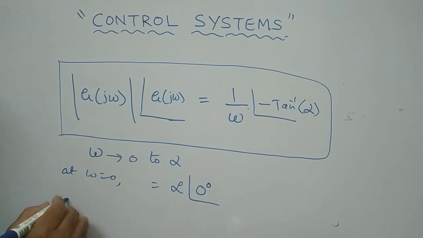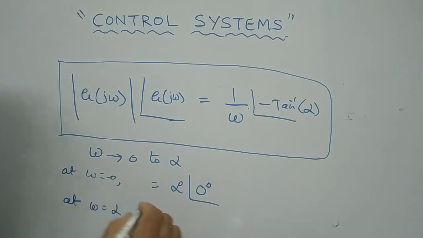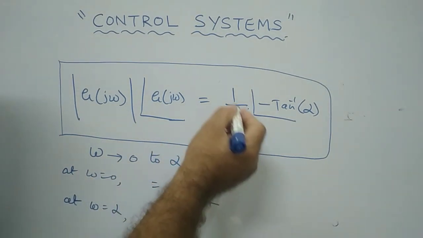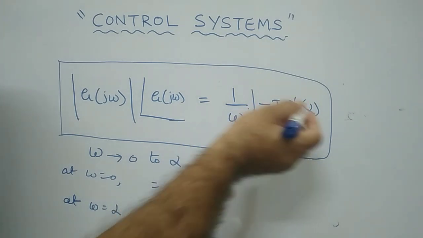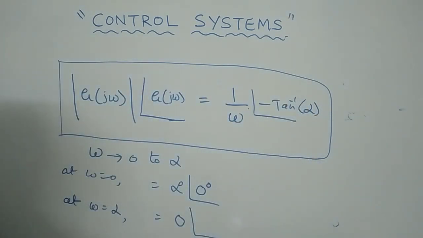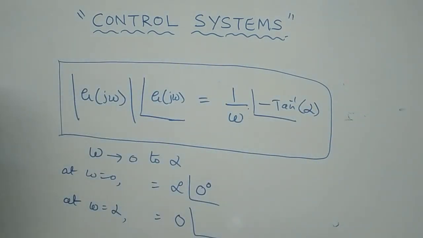Similarly, at omega is equal to infinity, now substitute that value. So substitute 1 by infinity. 1 by infinity is 0. Therefore, what is the phase angle? Tan inverse of infinity is nothing but pi by 2, so the phase angle is minus pi by 2.